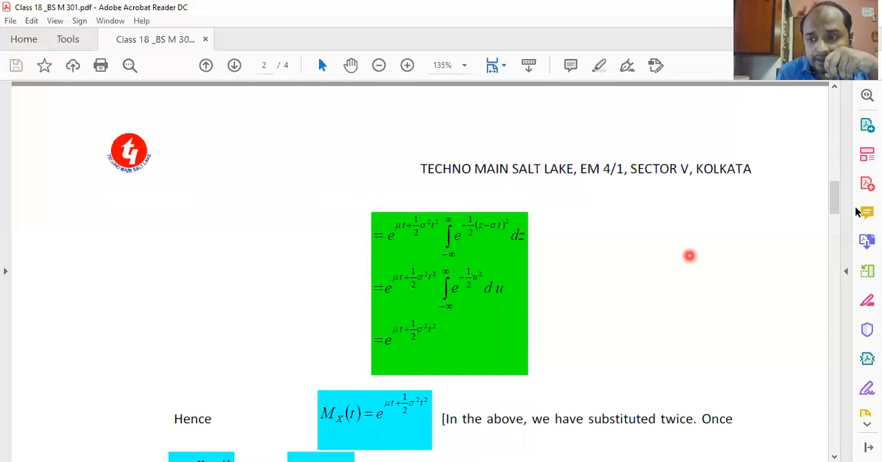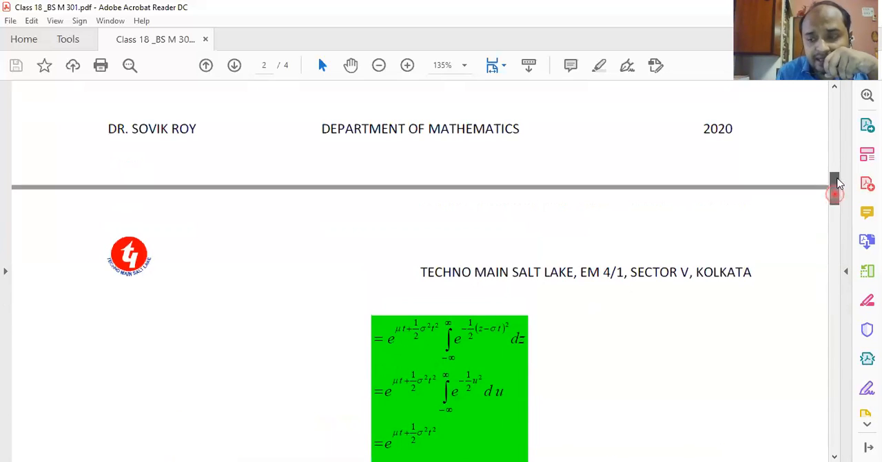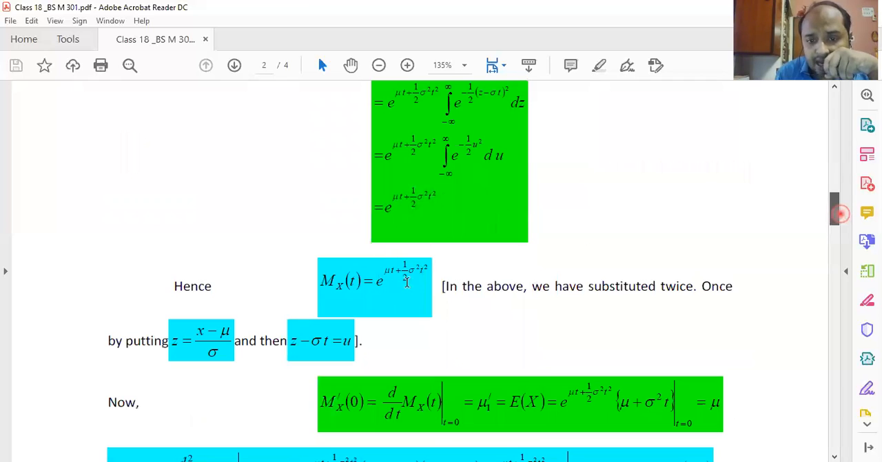And therefore the moment generating function of the normal variate, M_X(t), comes out to be e to the power mu t plus half sigma square t square. This is a very well-known result, and you have to memorize this result for further calculation as well as for further applications whenever necessary.